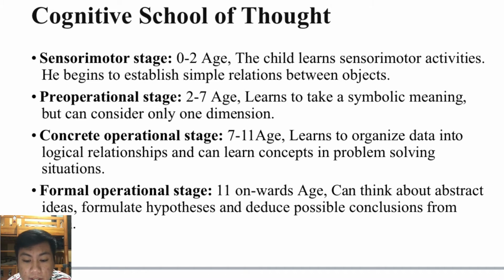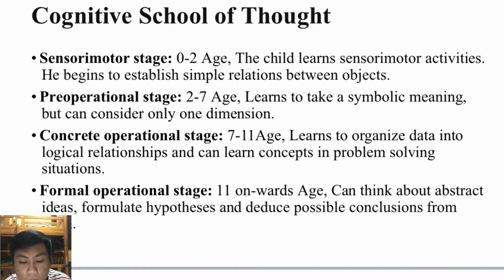Next, the pre-operational stage. It is ages 2 to 7. Learns to take the symbolic meaning but can consider only one dimension. So the child can learn symbolic meaning, but only one-dimensional. So there are no deep thoughts, only one-dimensional. So next is the concrete operational stage, ages 7 to 11. Learns to organize data into logical relationships and can learn concepts in problem-solving situations. So the child can solve problems and think logically and learn concepts.